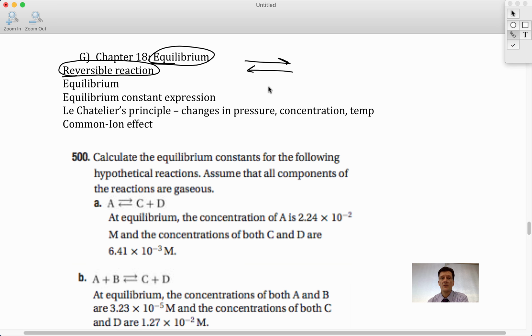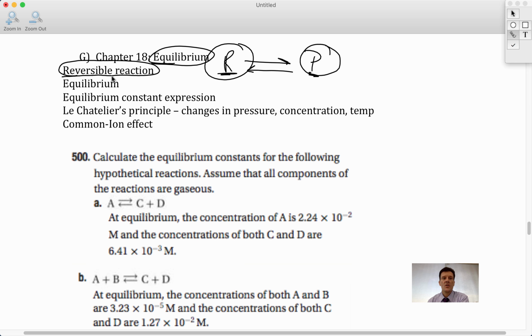Equilibrium will always occur anytime you have a reversible reaction. Remember, you'll have an arrow going one way and an arrow going the other way, and that means the reactants are turning into products, but also products are turning back into reactants. Okay? To what extent? It depends on the reaction. Sometimes a reaction is going to have, at equilibrium, lots of products and very little reactants, or lots of reactants and very little product, or almost the same of both.